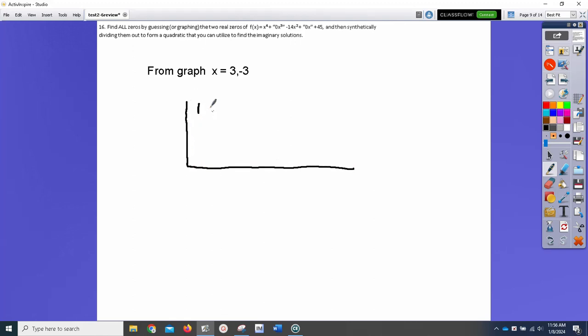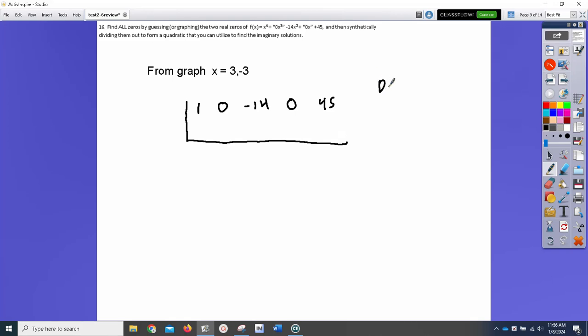There is 1x to the fourth. There are no x cubes. There are negative 14x squareds. There are no x's, and there's a 45. I made my synthetic division a little too big. You hadn't done synthetic division since before Christmas. We drop, we multiply, and we add. We drop the 1, and I guess I'll start with the 3 first.